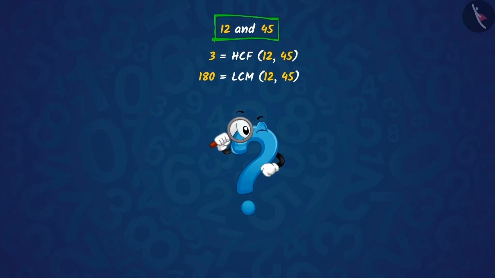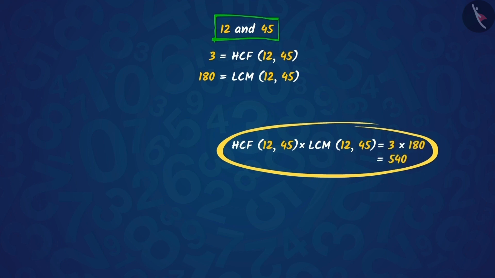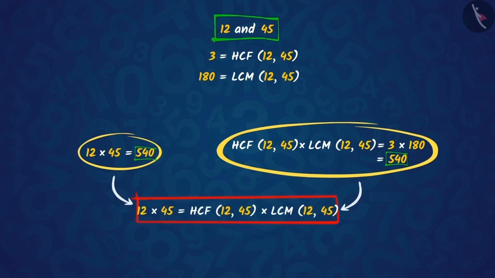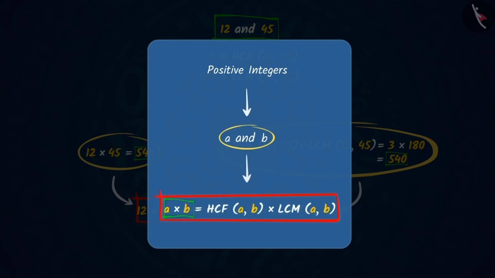What more do you notice here? Can you guess what we will get if we multiply HCF and LCM of 12 and 45? Perfect. We will get 540. On observing carefully, we find that it is equal to the product of 12 and 45. On the basis of which, it can be concluded that the product of any two positive integers, a and b, and the product of their HCF and LCM are the same.